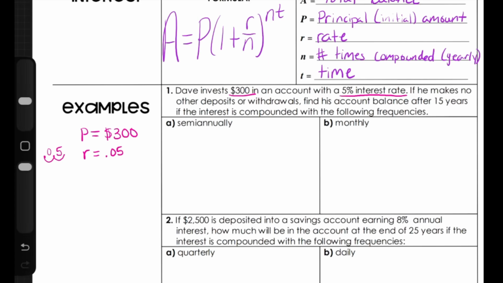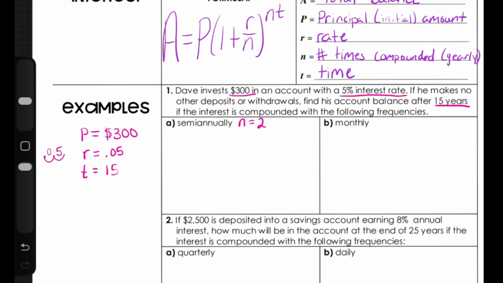Now, let's see what the rest of this tells us. If he makes no other deposits or withdrawals, find his account balance after 15 years. That right there is our time, 15. And then now we need to figure out what our compound is. This is going to be our N. So our N for A is going to be 2 because semi-annually is going to be only twice a year.